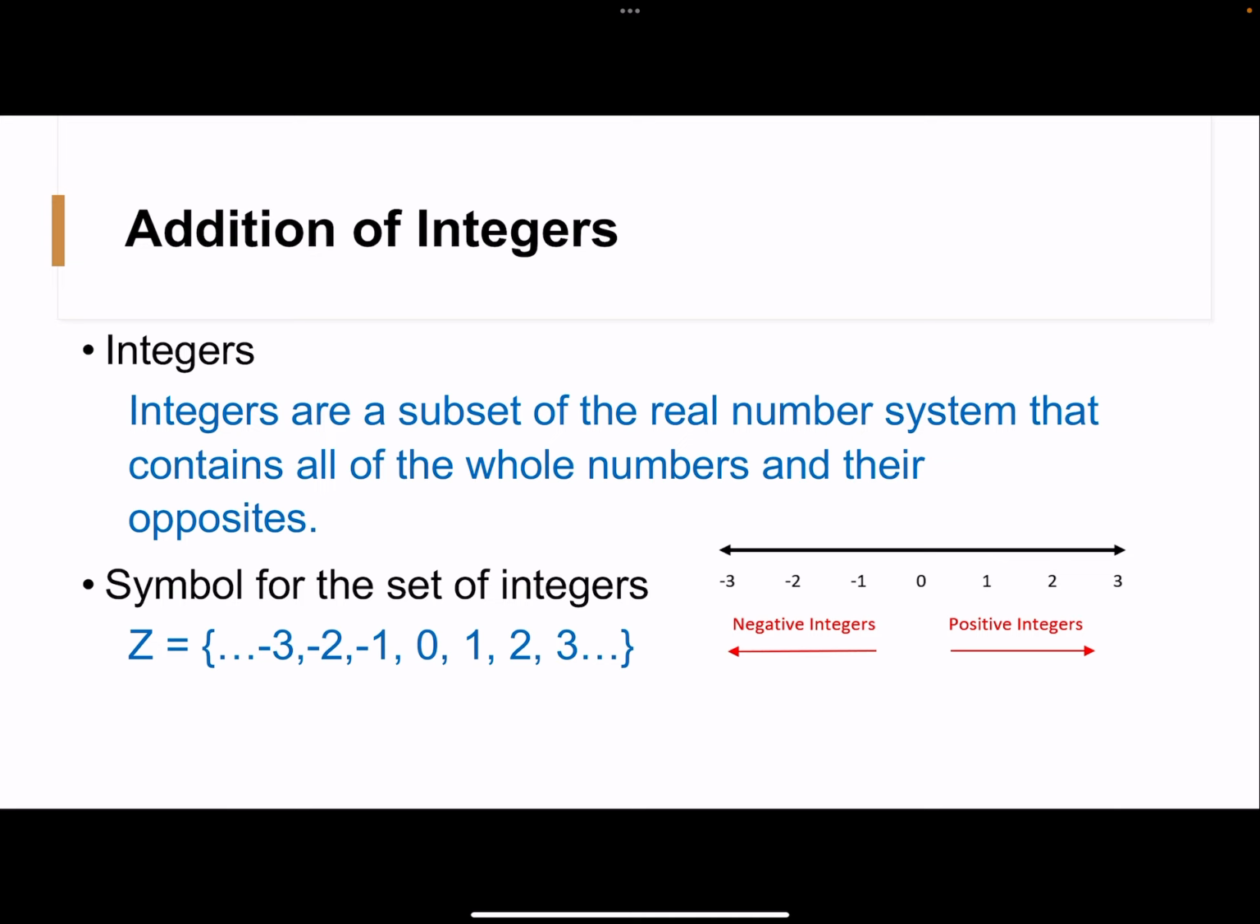A lot of times students will get confused when they do word problems. If we throw in the word integers, they don't exactly know what we're talking about. So by setting this foundation and teaching them what an integer is, it's going to help them in future math courses.